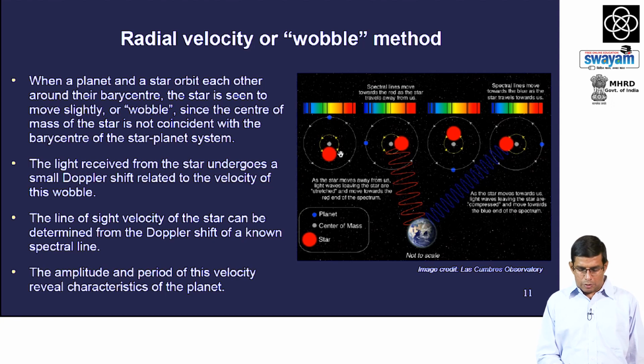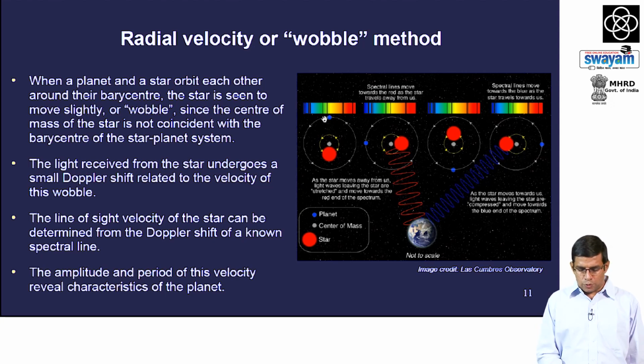Now, what this causes is a Doppler shift in the light emitted from the star, because as we know, when the starlight comes towards our eyes, if the source, that is the star, is moving towards us, then the frequencies of light are shifted to shorter wavelengths or to higher frequencies, that is called blue shifted, and if the star is going away from us, then they are red shifted.